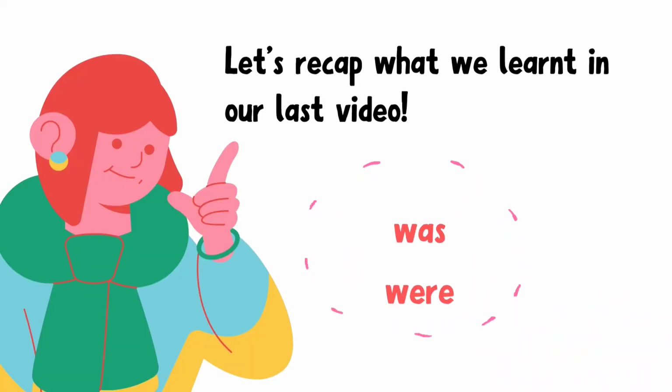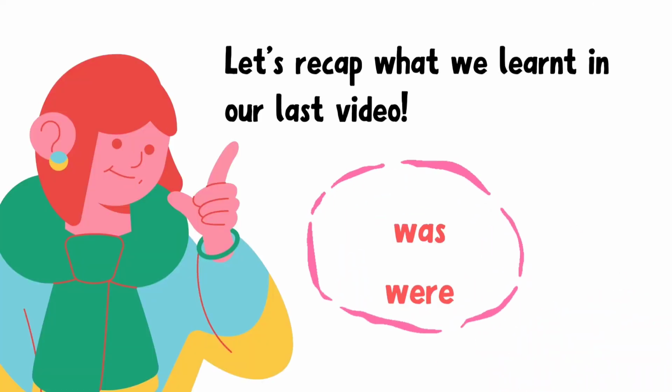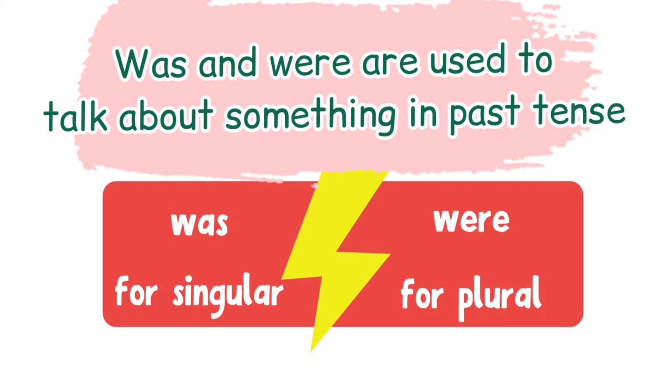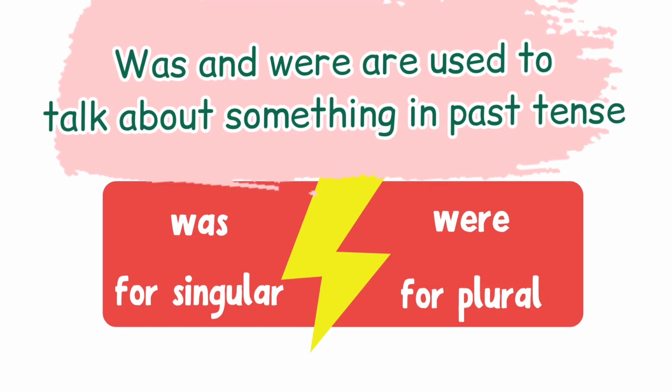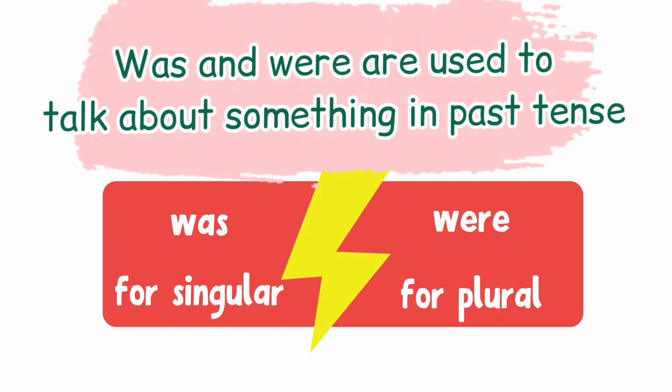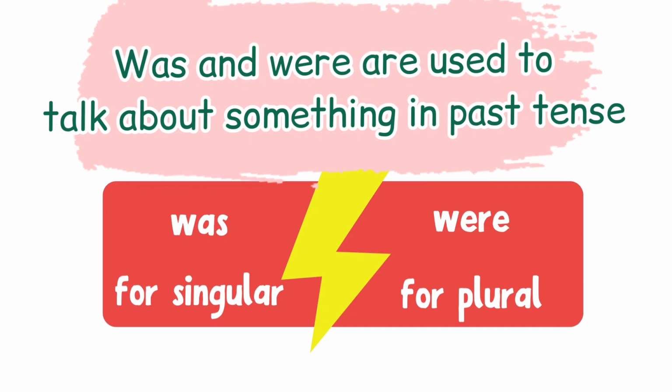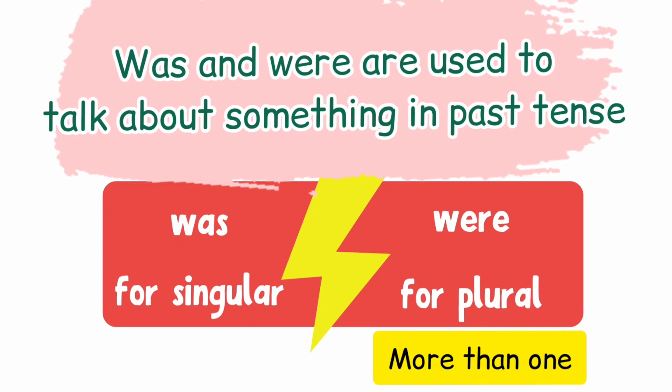Let's recap what we learned in our last video on was and were. As we all know, was and were are used to talk about something in past tense. Was is for singular nouns, which is one, and were is for plural nouns, which is more than one. Do you still remember this?